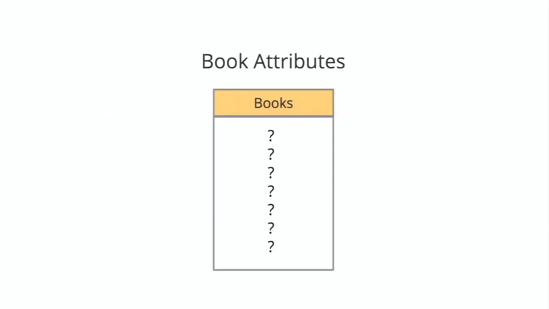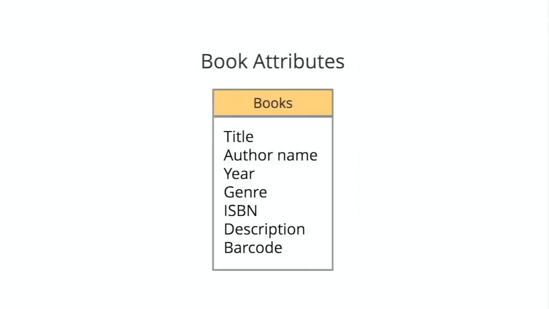So now attributes. For this one, we have title, author name, year, genre, ISBN, description, and barcode. Now, barcode. This is something you can do in Creator, where you can actually generate barcodes and attach them to things so you can scan them in and out. So this is actually a pretty good example. You could throw your own barcodes on these books if you wanted. You can use the standard ones, whatever, all right?